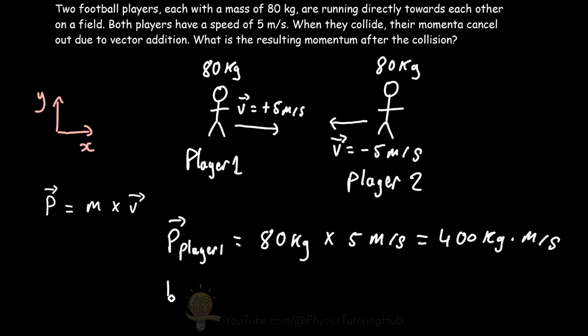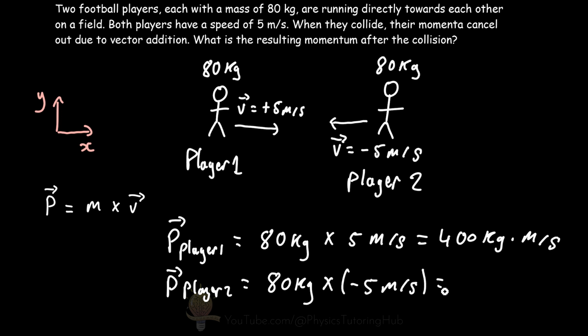For player 2, we also have a mass of 80 kilograms, but now we have a negative 5 meters per second. So this means that we have a negative 400 kilograms meters per second, a negative momentum. So we can see that the magnitude of each player's momenta is the same at 400, but one points in the positive x direction and the other points in the negative x direction.